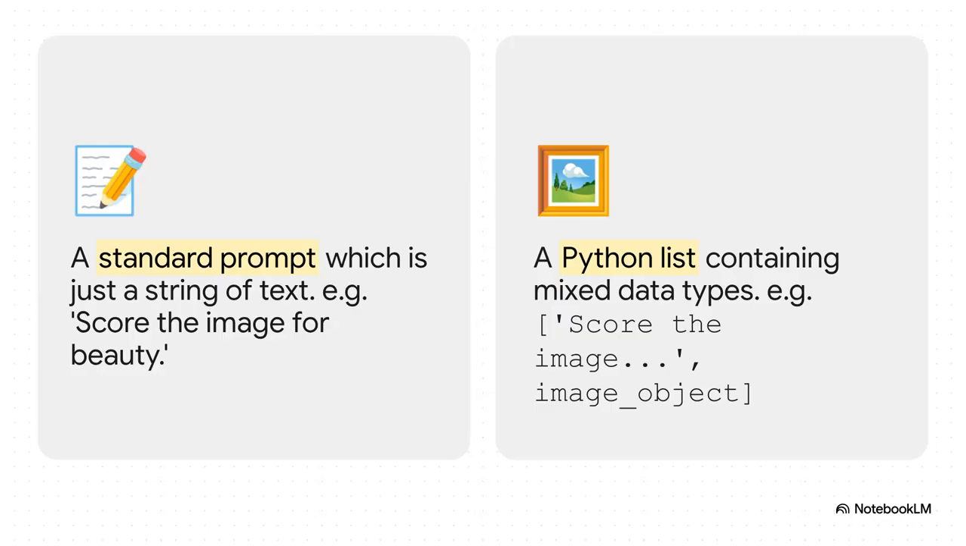And the difference this makes is just huge. A text-only prompt is like asking someone, hey, score this painting for beauty, but you don't actually let them see the painting. It's useless, right? A multimodal prompt is like handing them the scorecard and the painting at the exact same time. The AI can literally see what you're asking it to score.